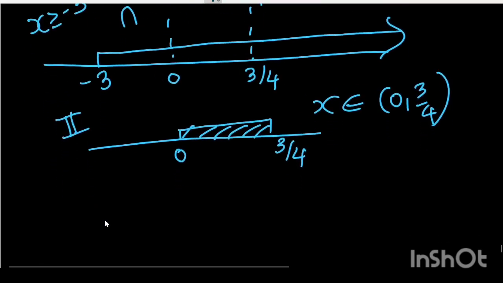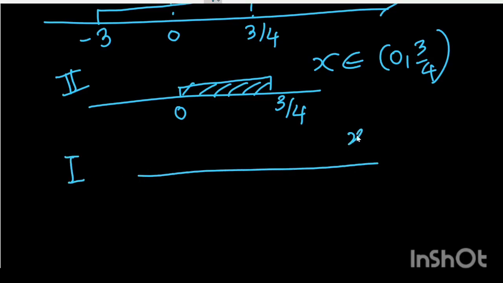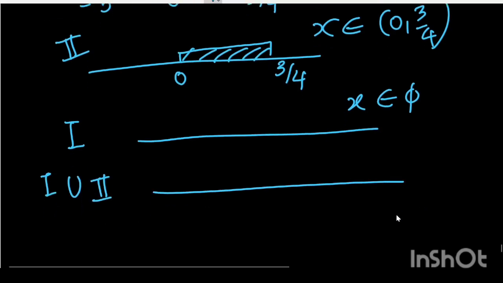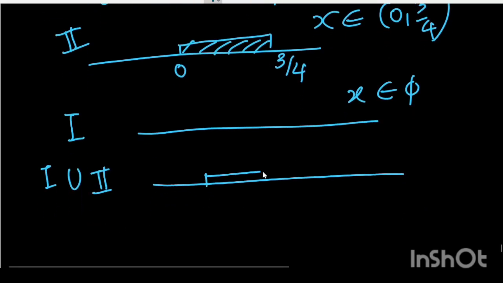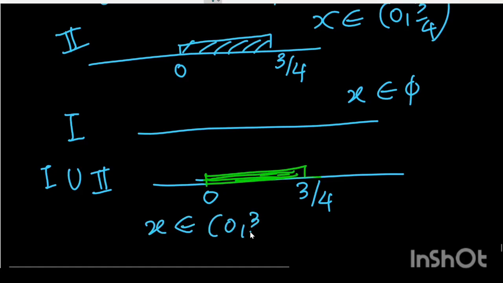Now we will take union of first and second case. First we got nothing, so after taking union of first and second case we will get 0 to 3 by 4 only, which would be our final answer. x belongs to 0 to 3 by 4 as our final answer.